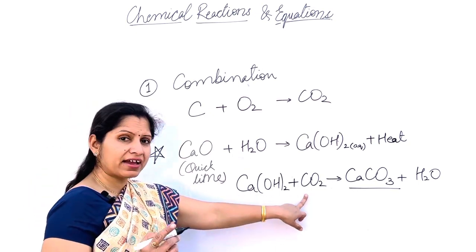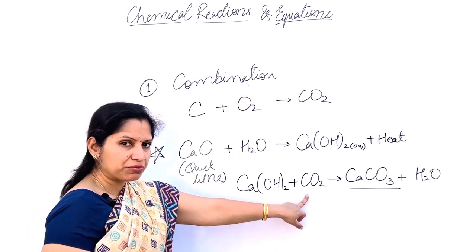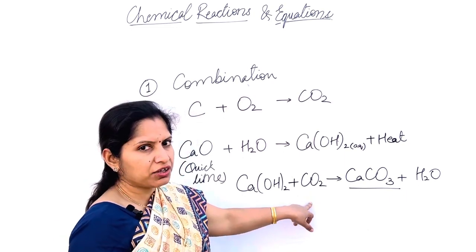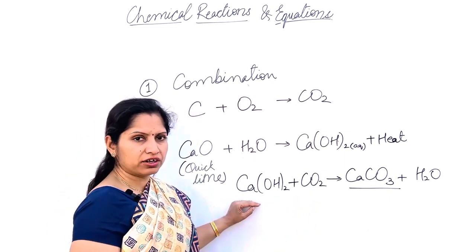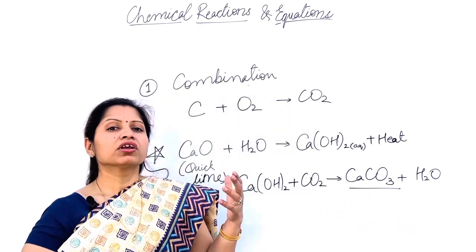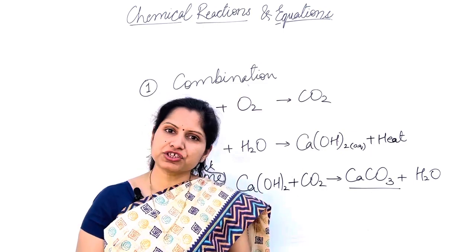So we've seen in the earlier reactions, in the earlier chapter also, that carbon dioxide gas is released. When carbon dioxide gas is passed through lime water, it turns the lime water milky. Why does it turn milky? Because of the formation of calcium carbonate.